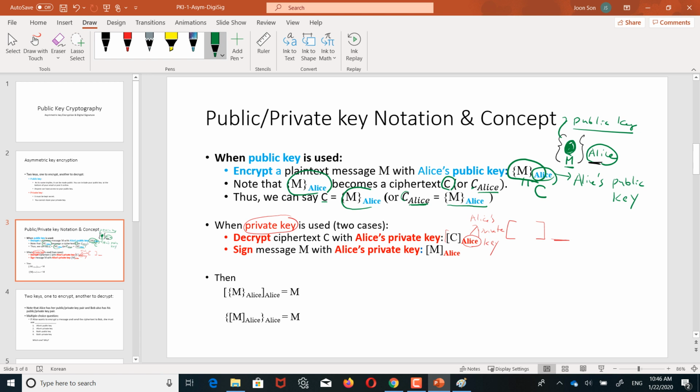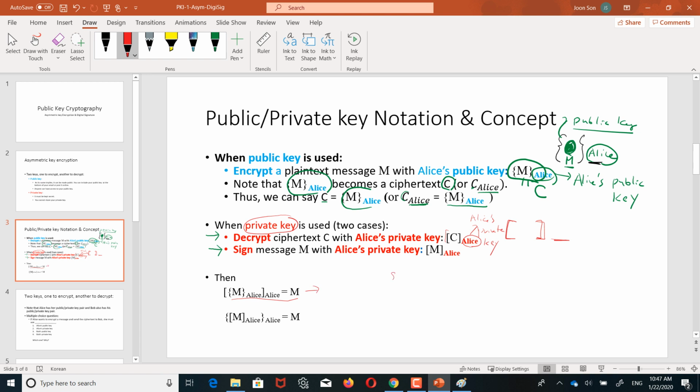The private key is also used for signing the message. We'll talk about this later. But first, let's just focus on the first case, case number 1. The private key is used to actually decrypt the ciphertext usually, and they use this square bracket notation. So the example is this, and what it really means is this.